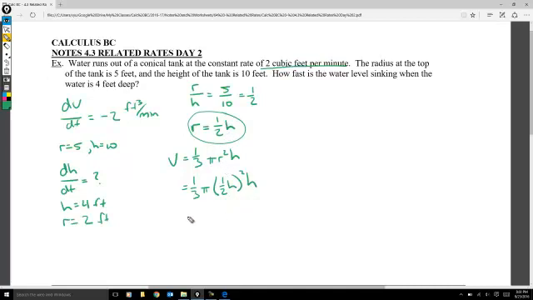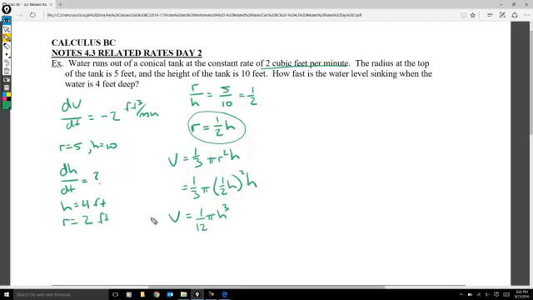All right, let's simplify this just a little bit. So I get 1/4 times 1/3 is 1/12 pi. And then h squared times h is h cubed. So this is the volume equation that I'm going to be working with.